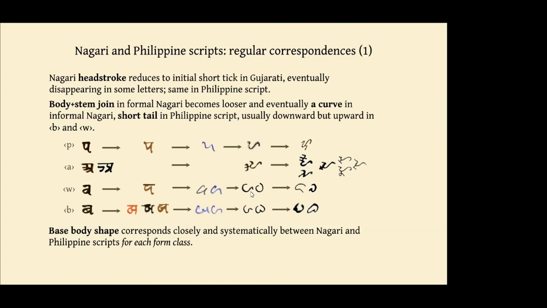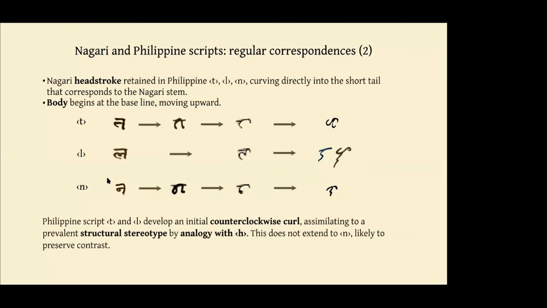And in a couple of letters, instead of that tail, we have a sort of counterclockwise swoosh going upwards. But otherwise, the base body shape corresponds quite closely between the Nagari or Gujarati and the Philippine script letters. And we see the same sort of thing happening with bodies that start from the bottom. There the headstroke and the stem correspond in the Philippine letters to a sort of dip and rise and then the falling tail again. And the body of the letter is added later on.